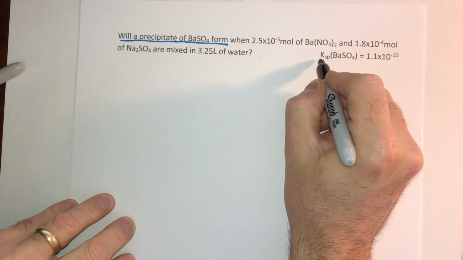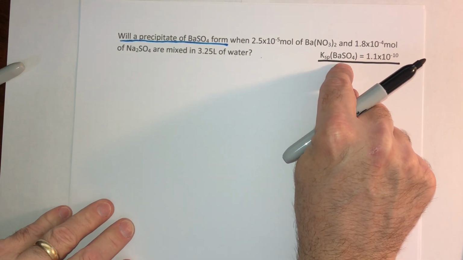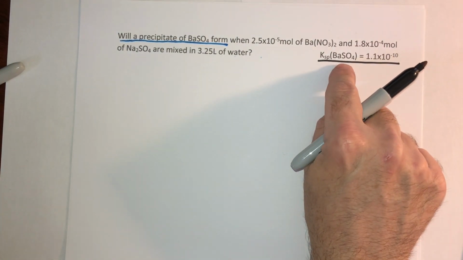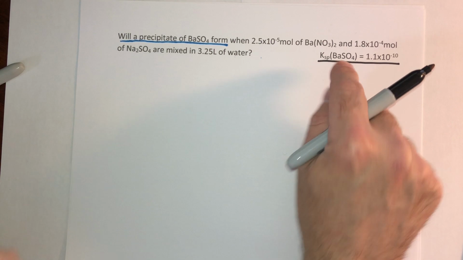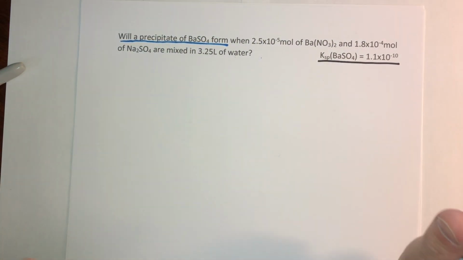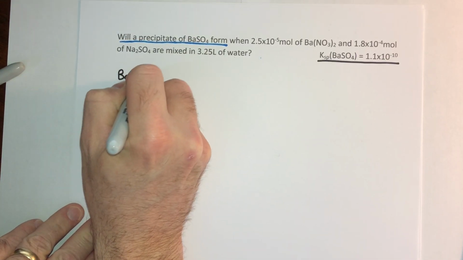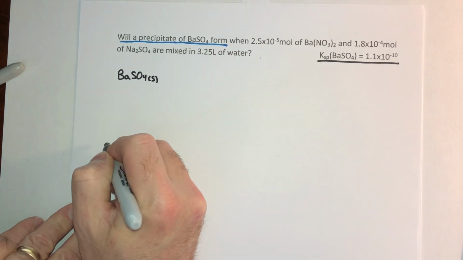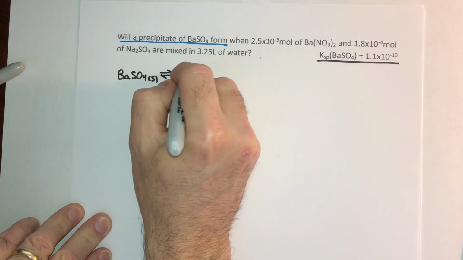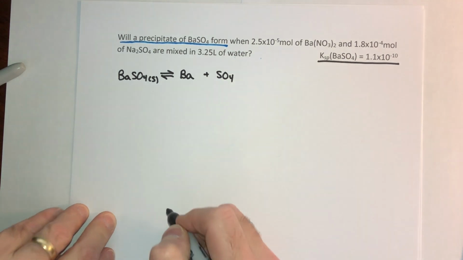The chemical that has the KSP is the important one. So in this problem, barium sulfate is going to be the focus of my problem. So the first thing I need to do is talk about barium sulfate solid dissociating in water. So let's write that equilibrium. So I've got barium sulfate solid. It's going to be in equilibrium with its ions. So if it's barium sulfate, the first ion is barium, and the second ion is sulfate.